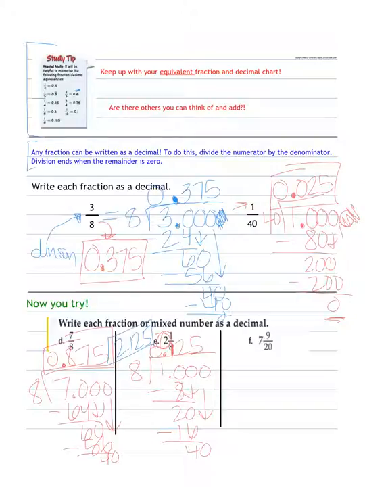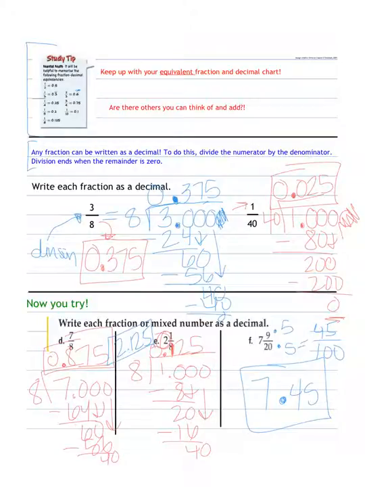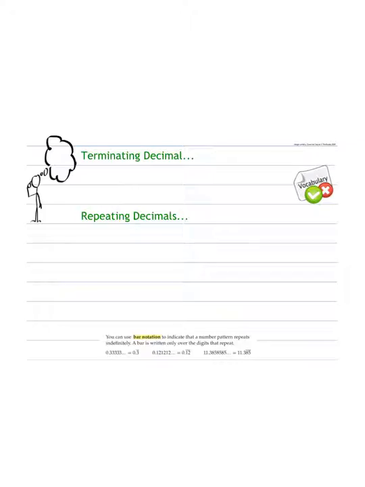And then 9/20, I know I can do times 5 to get to 100, which means I have to do that to the top. Whatever I do to the bottom, I have to do to the top. So 9 times 5 is 45. So then 45 hundredths is the same as 0.45, and bring down my 7. So I have 7.45, or 7 and 45 hundredths.